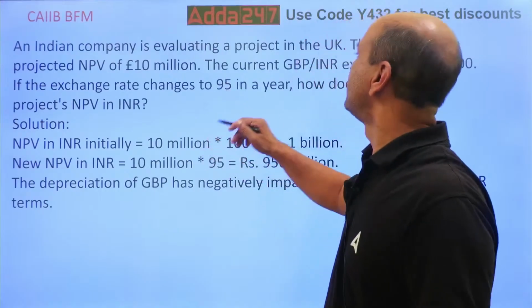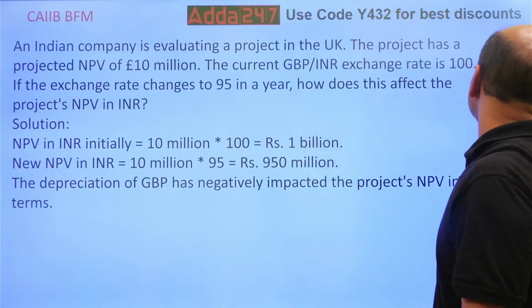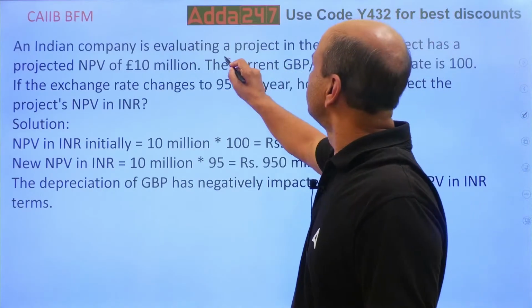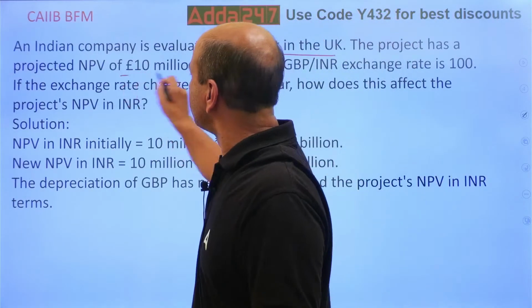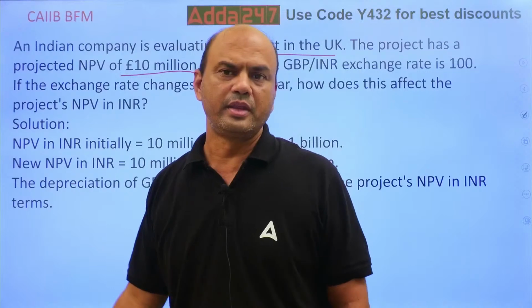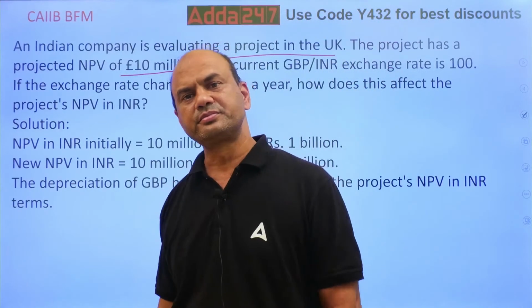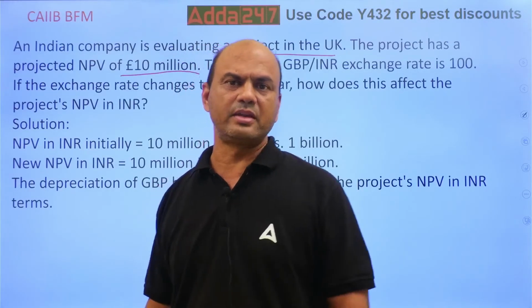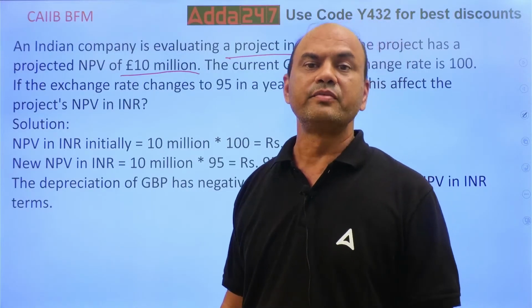This Indian company is evaluating a project in UK. So it is planning to go for some project, buy some project or do some project in UK. The project has an NPV of pound 10 million. What is NPV? NPV means net present value. You have done this in your JAIIB earlier, NPV, IRR. What is net present value?